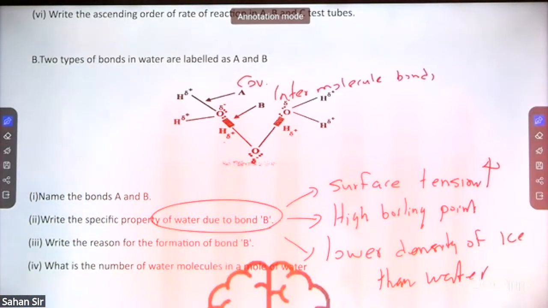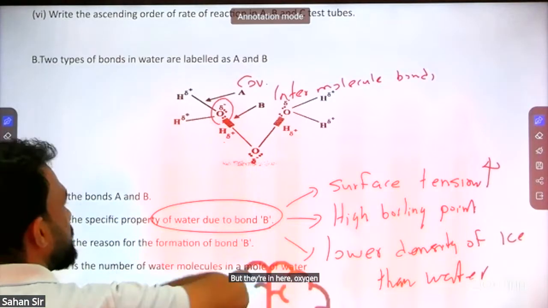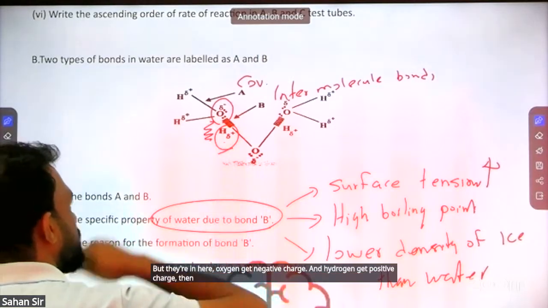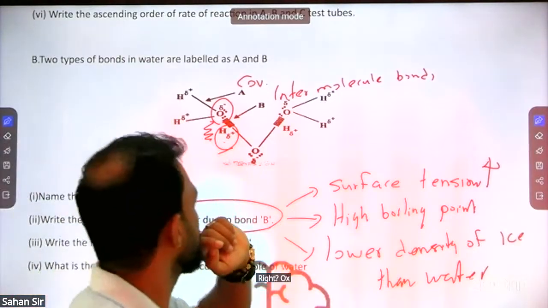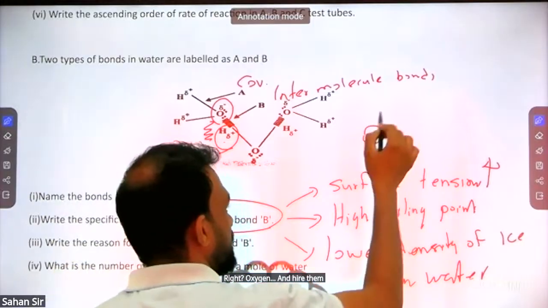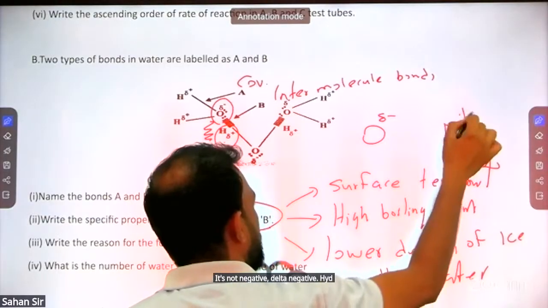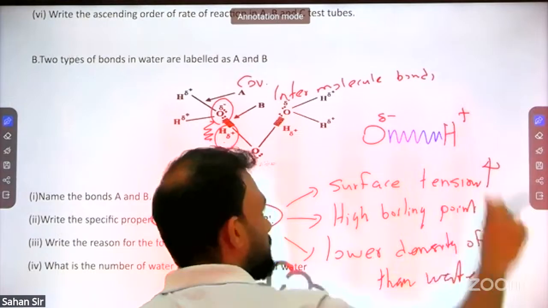That's very important. Write the reason for the formation of bond B. Here, oxygen gets a negative charge and hydrogen gets a positive charge. Then it is converted to intermolecular bonds. Oxygen is delta negative, hydrogen is delta positive. Then we can observe intermolecular bonds.